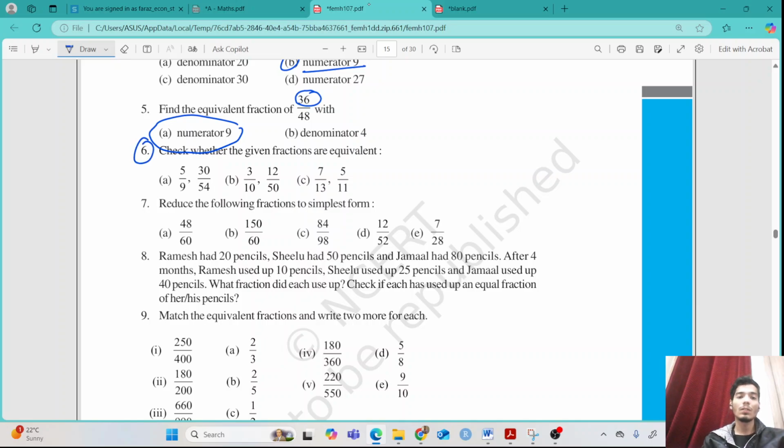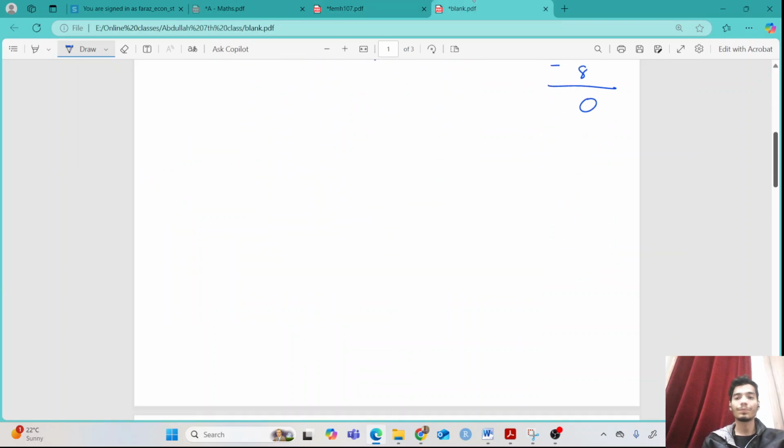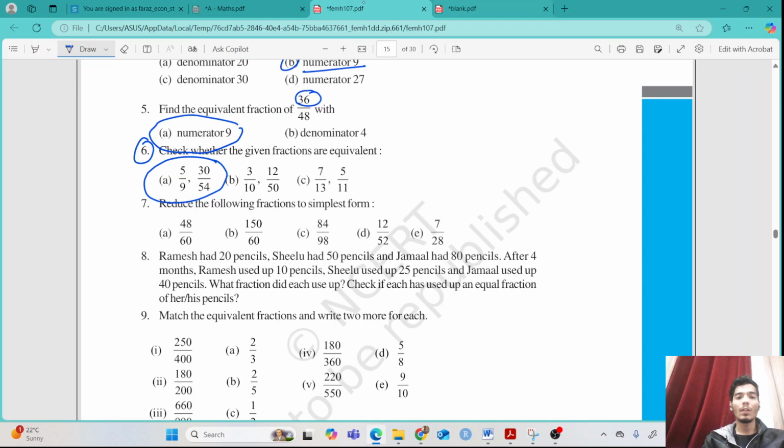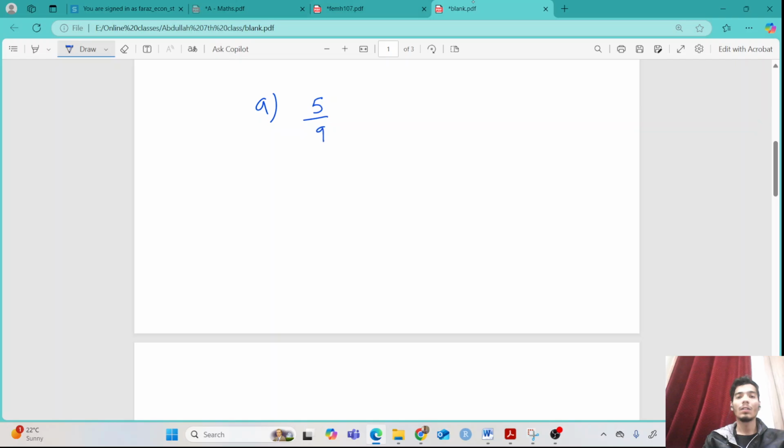Now what about the sixth question? Check whether the given fractions are equivalent or not. तो जैसे ये आपका A क्वेश्चन है 5/9 and 30/54. So when we are trying to see कि दो fractions equivalent है कि नहीं, there are two ways to do it. Either you could do cross multiplication, और cross multiplication करके आप देख सकते हो अगर the product which is coming is if it is both equal in LHS as well as RHS, so basically these two fractions are equivalent. But if this is not the case, then we can say that these are not equivalent.